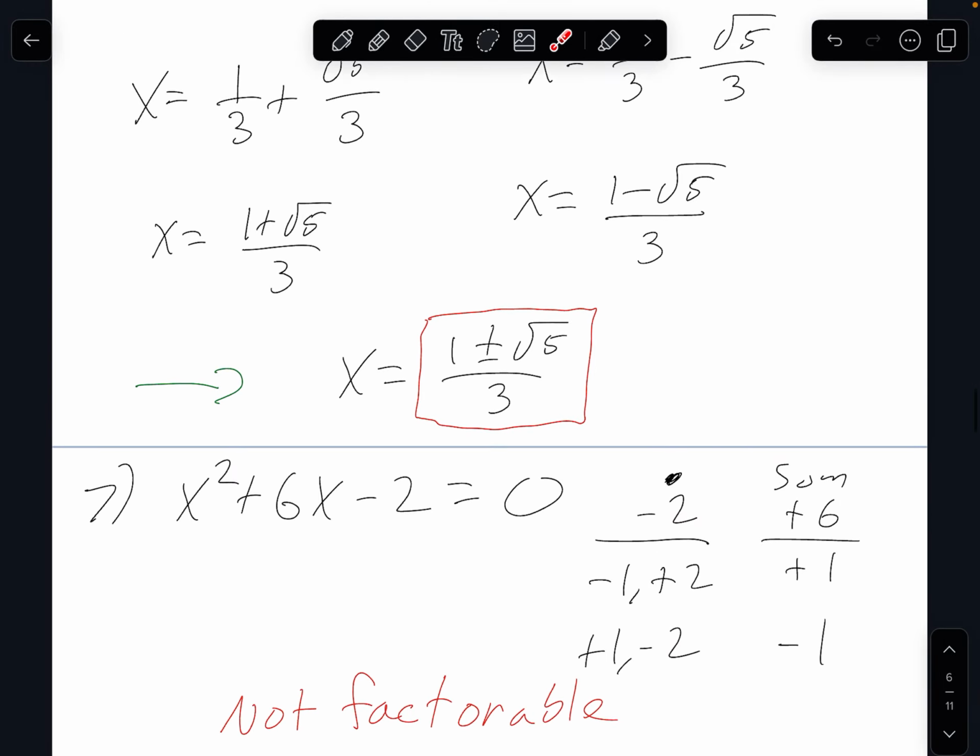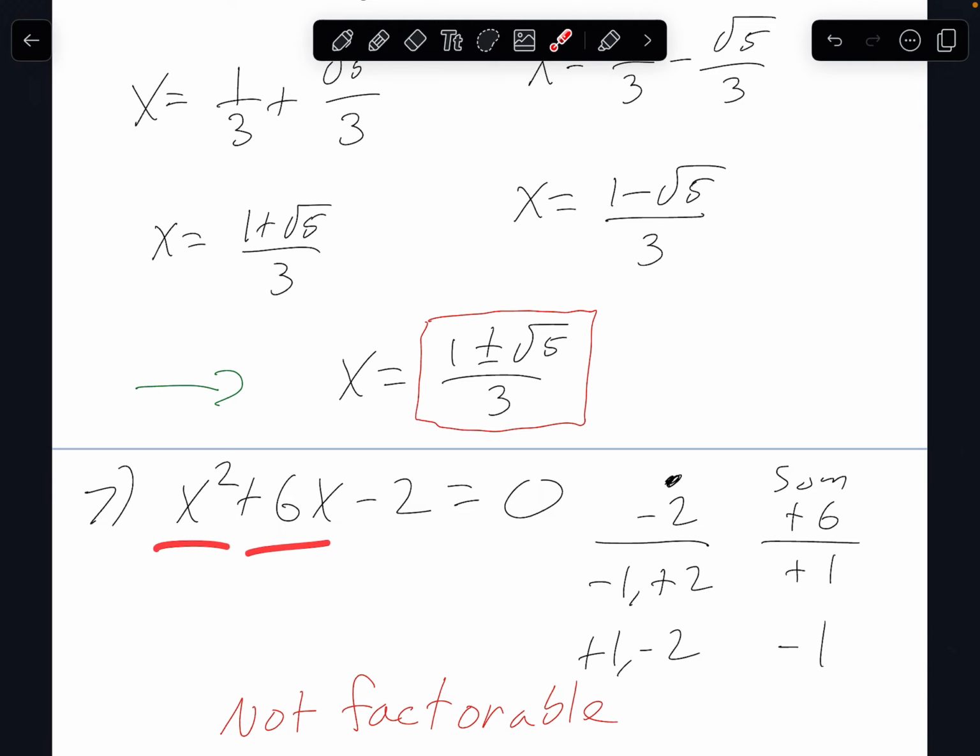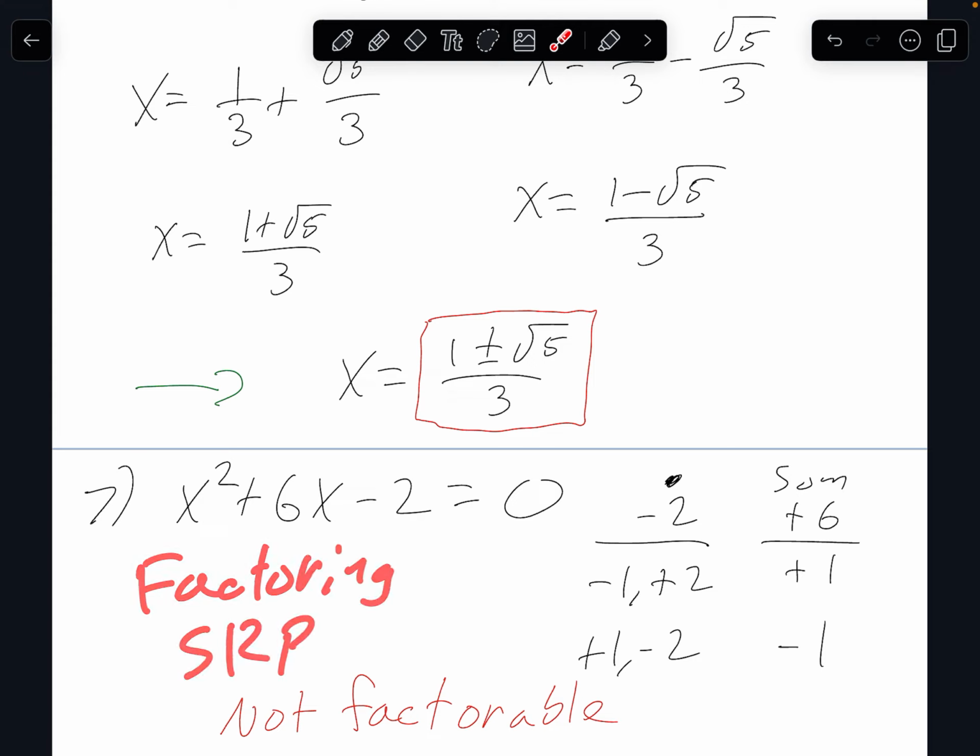So let's look at x squared plus 6x minus 2 equals 0. This quadratic is not factorable. There is nothing that multiplies to negative 2, but also adds up to a positive 6. So our present method of solving quadratic equations by either factoring or using the square root property, neither of them are useful right now. So let's go through a process called completing the square.